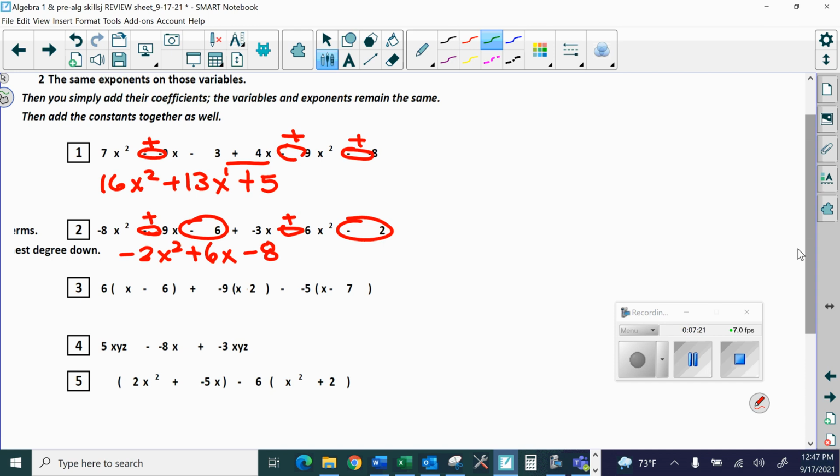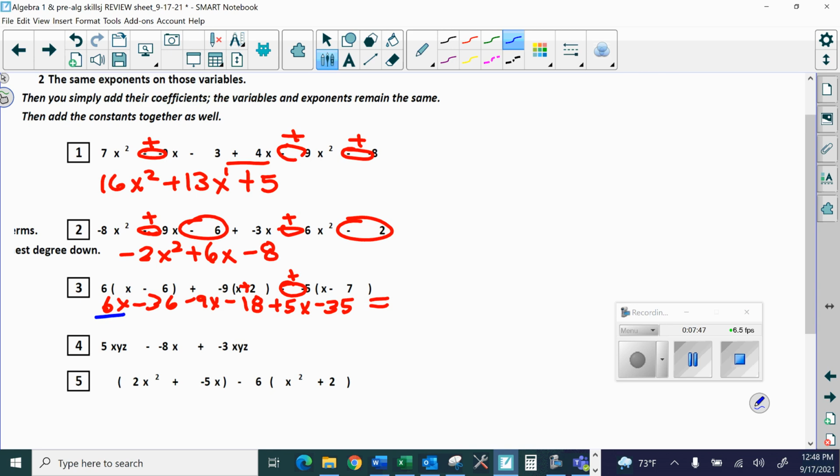Next, I have to first distribute the 6 there, so I get 6x minus 36. This probably is going to be a plus. We'll just put a plus in there. You don't see it. Minus 9x minus 18, and that becomes a plus. So 5x minus 35. Now I go ahead and combine like terms.